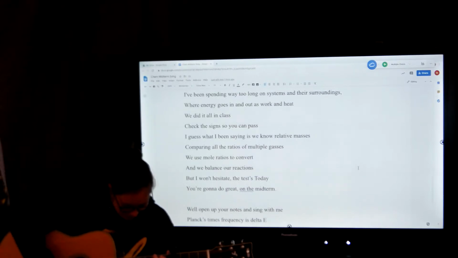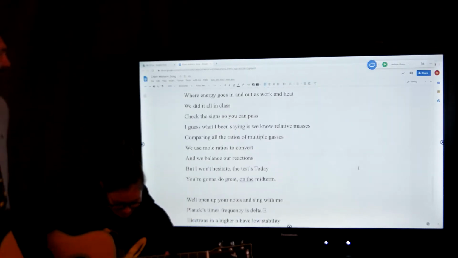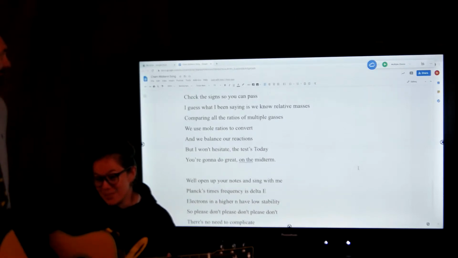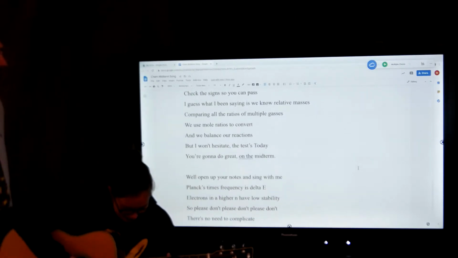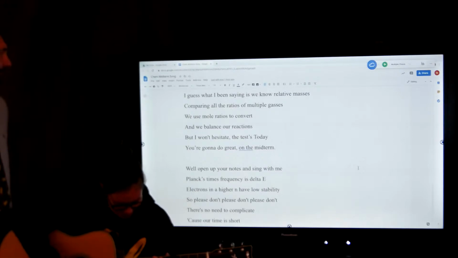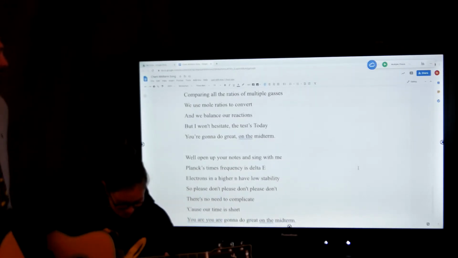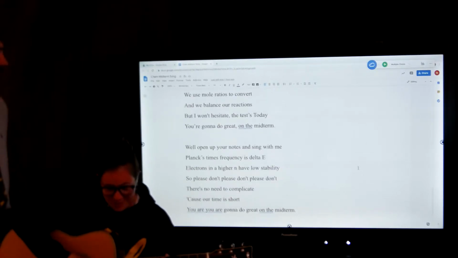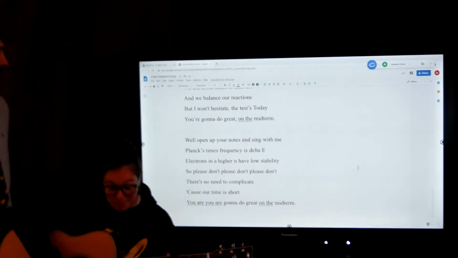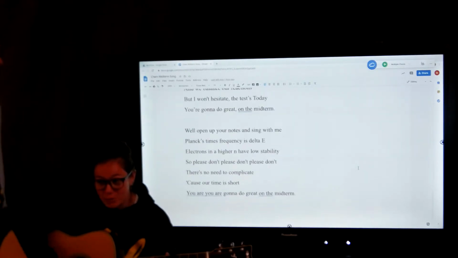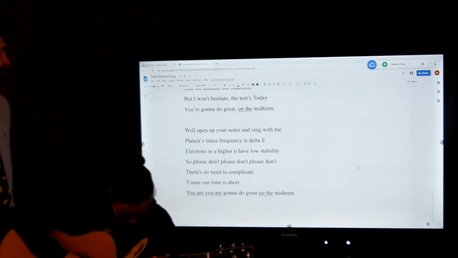I've been spending way too long on systems and their surroundings where energy goes in and out and work as heat. Work as heat. You did it all in class. Check the signs so you can pass. I guess what I'll be saying is we know relative classes, comparing all the ratios of multiple gases with useful ratios to compare. And we balance our reactions. Do that on the test. It's really important. You're going to get it wrong if you don't balance your reactions.